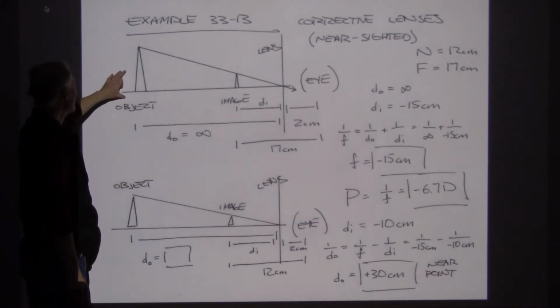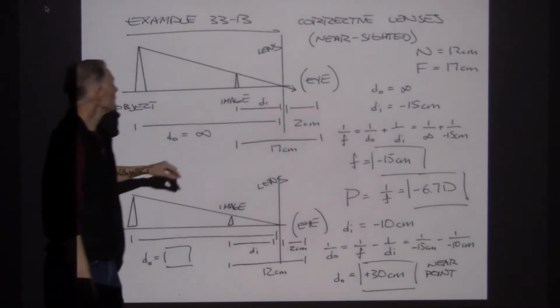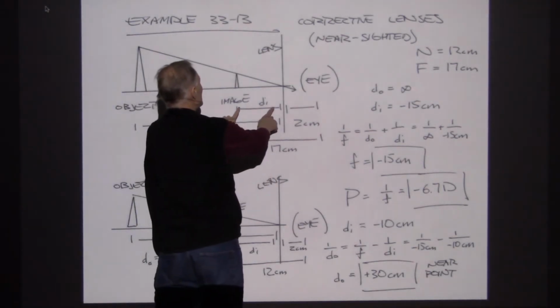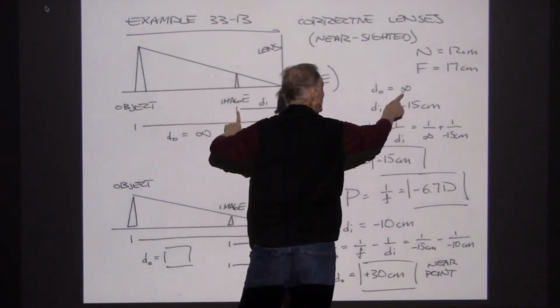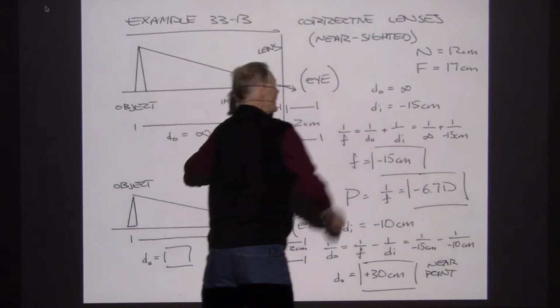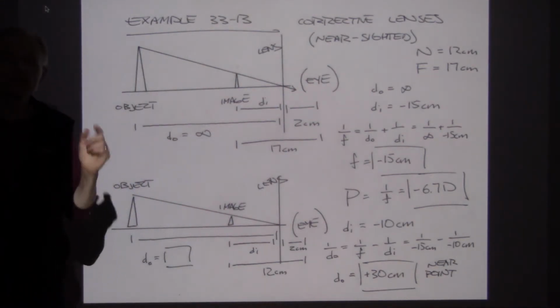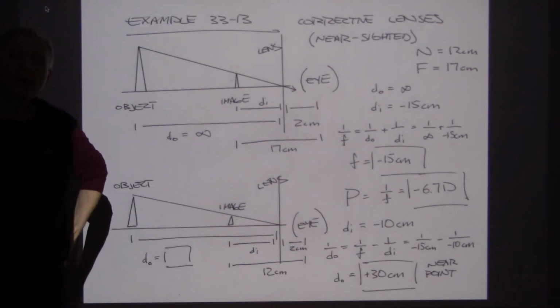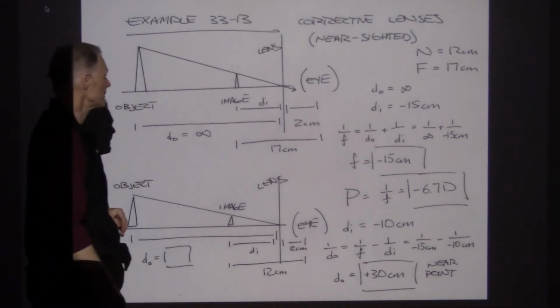Now for the far point, we're saying I want the object to be infinitely far away, and I need a DI that's right in here. So as we talked about from the page before, the DI needs to be 15 centimeters. Now, I've got to remember that minus sign again. It's a virtual image, and that means that I've got to get that minus sign in there, or I'm going to get a crazy answer.